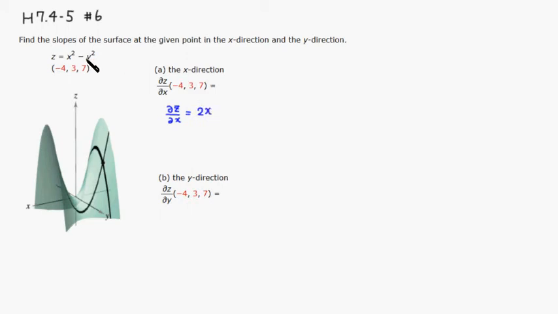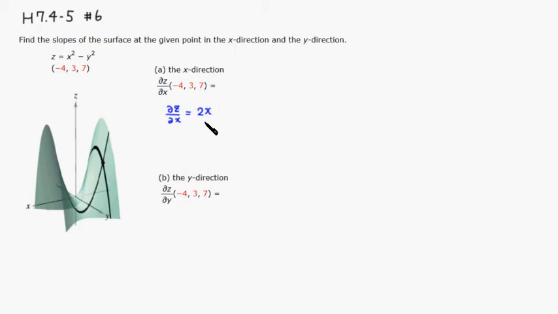All right, then the partial derivative of negative y squared with respect to x would be 0, because y is considered to be constant when you take the partial with respect to x. So you just get this, right?